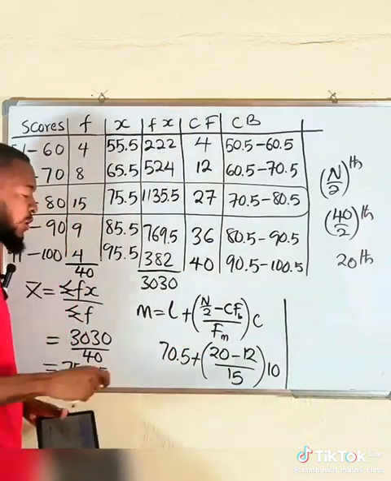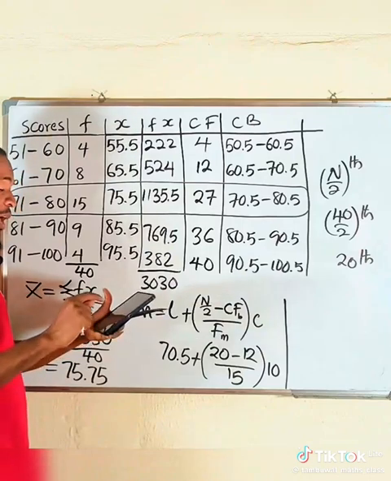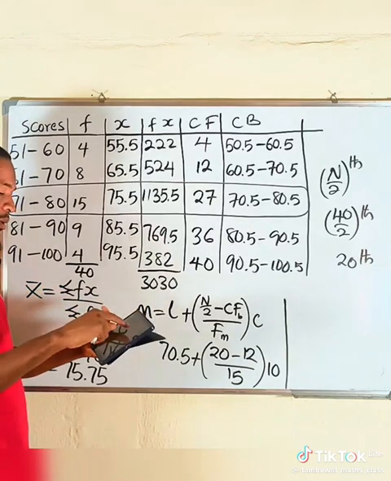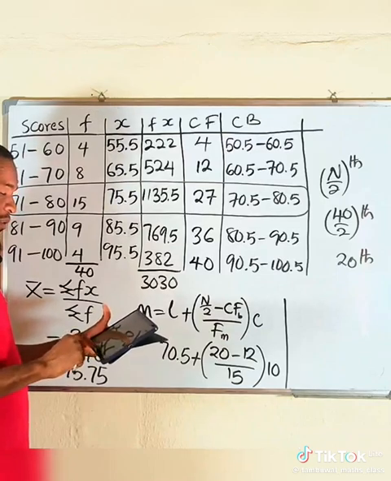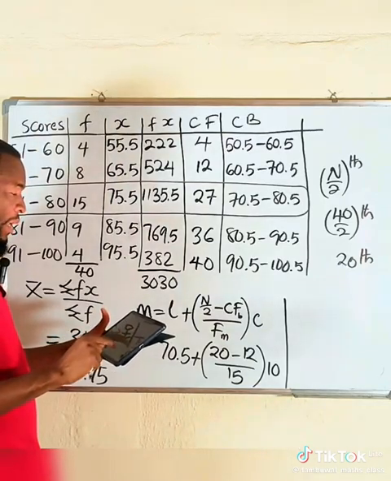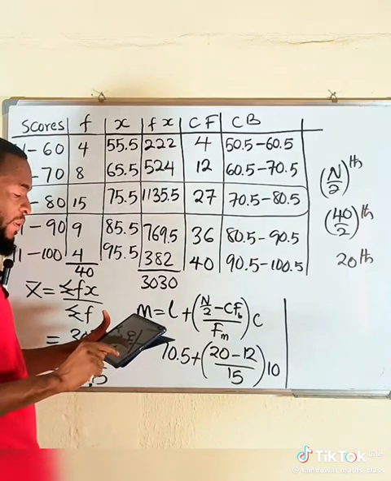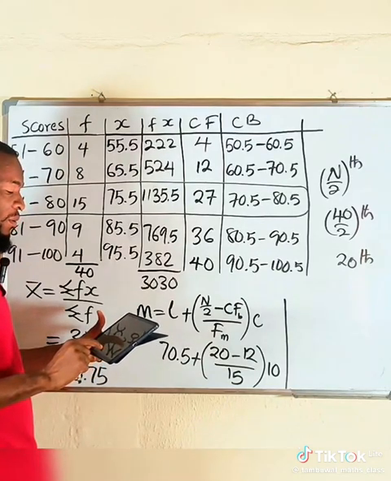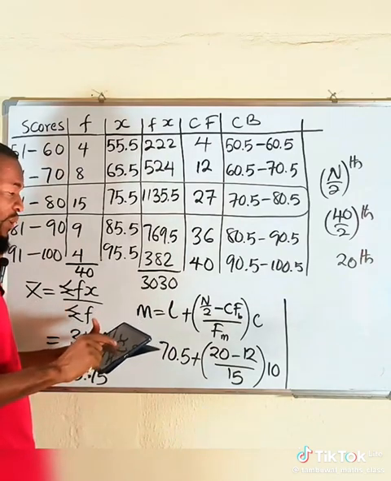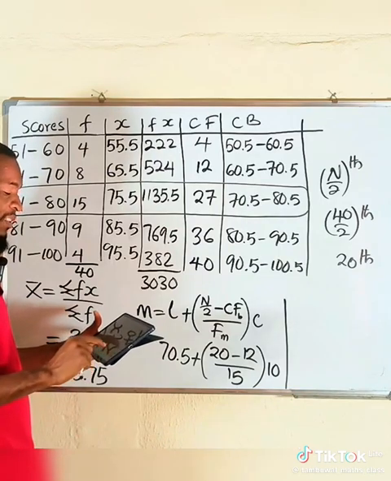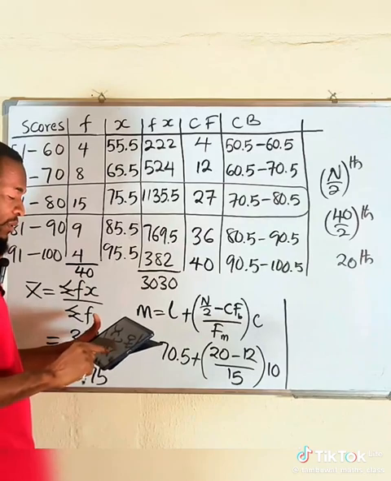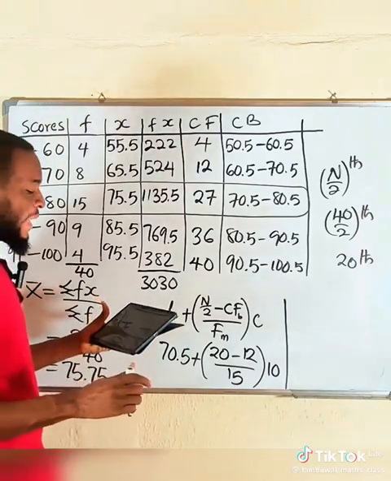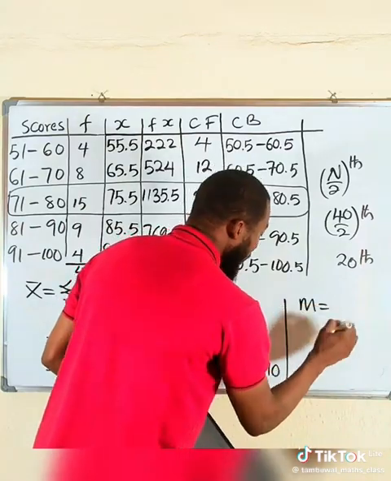The result should be added to 70.5. And what I have here is, let me compute it here. Just a moment, please. I have 20 minus 12, which is 8 divided by 15. That is going to give us 0.5333. You multiply by 10. That is 5.3 something plus 70.5. This is going to give us 75.83.